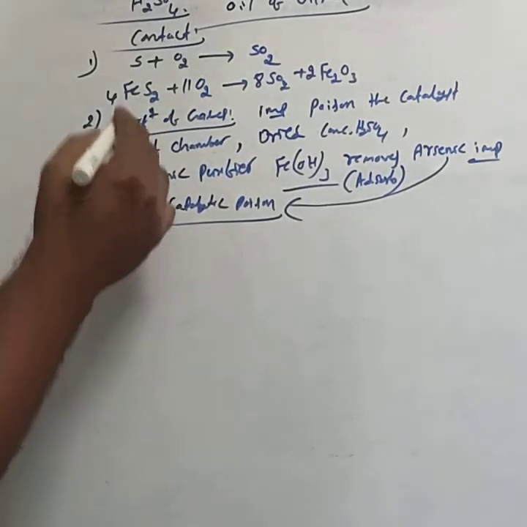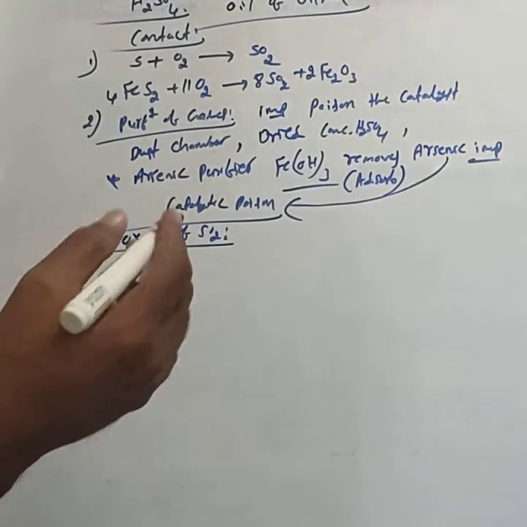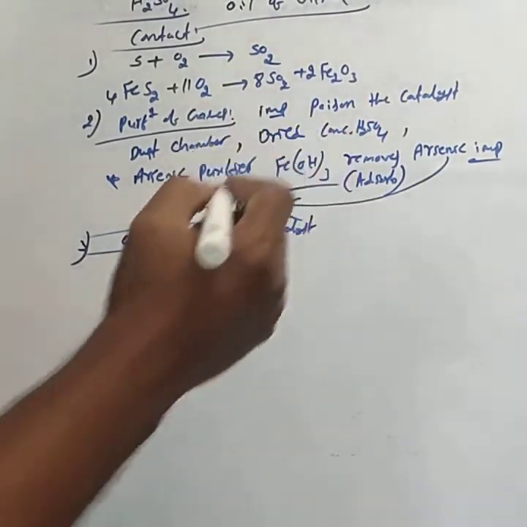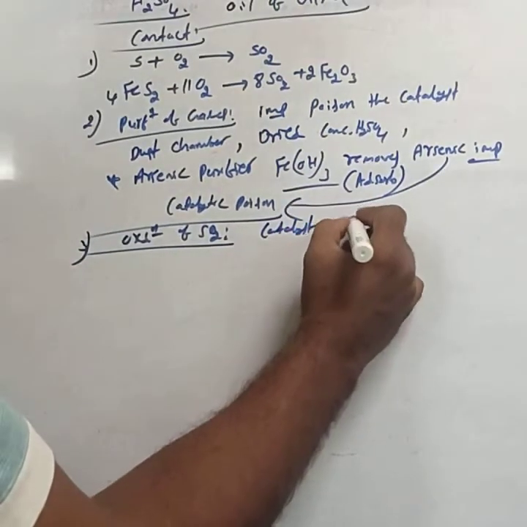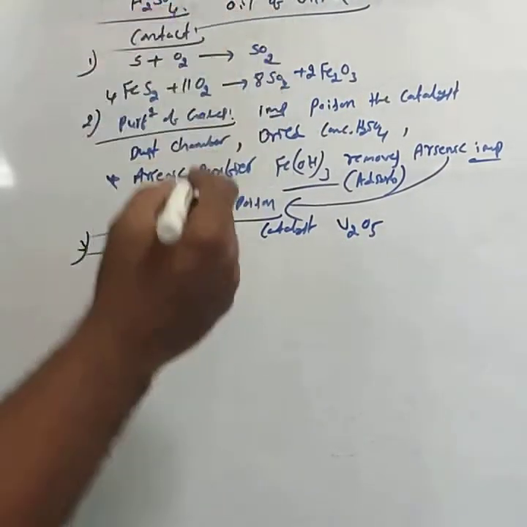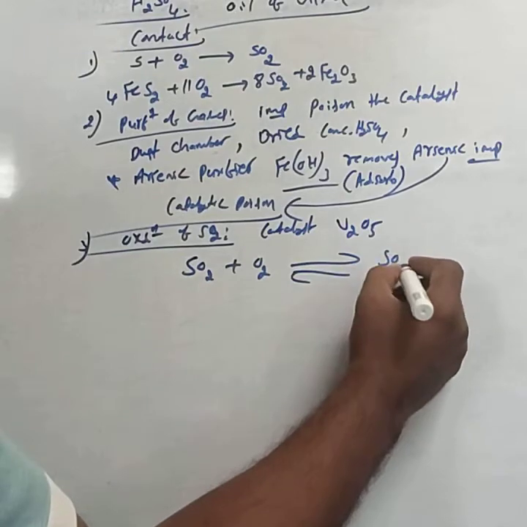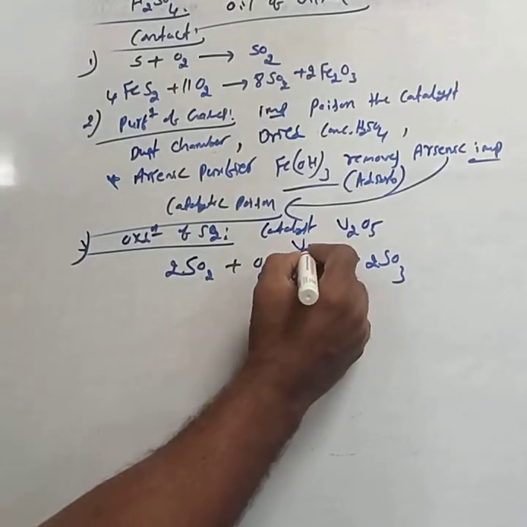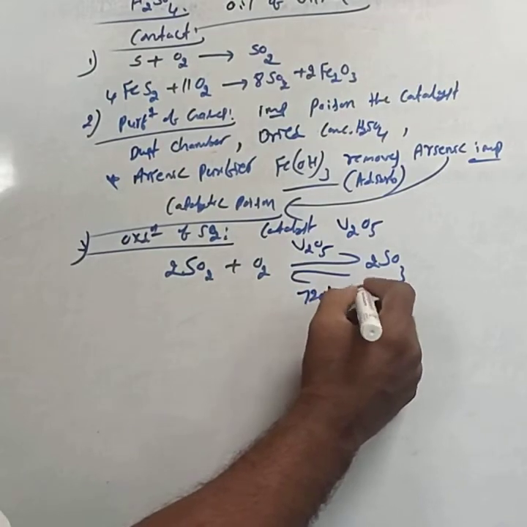After purifying the gases, the next step is oxidation of sulfur dioxide. The purified gases are passed through the preheated catalyst chamber in the presence of vanadium pentoxide catalyst, where SO2 is oxidized to SO3: 2SO2 plus O2 gives 2SO3, using vanadium pentoxide catalyst at a temperature of 720 Kelvin and 2 bar pressure.